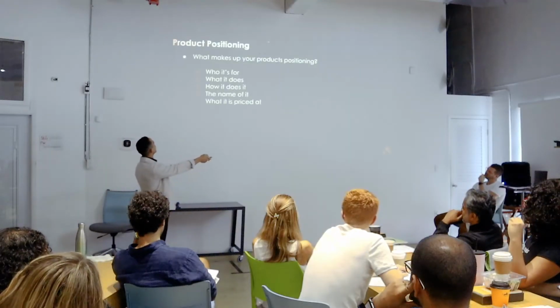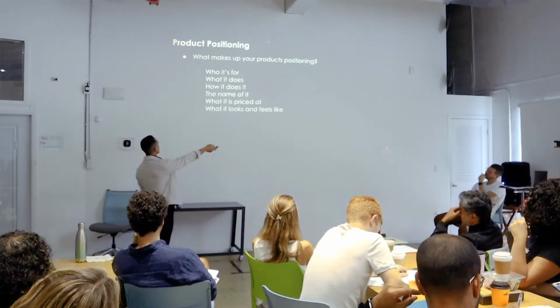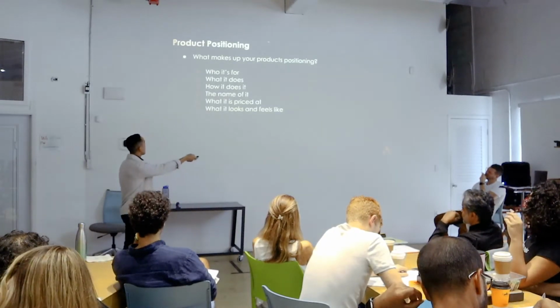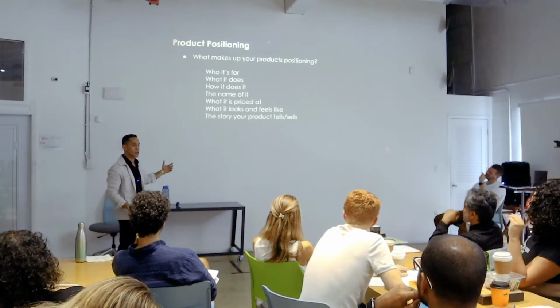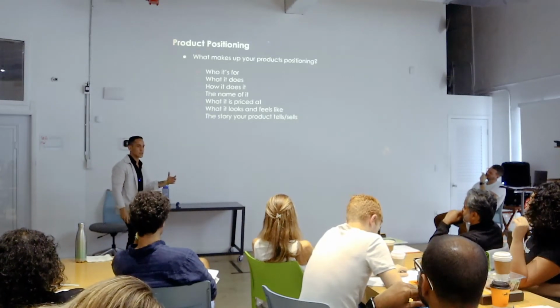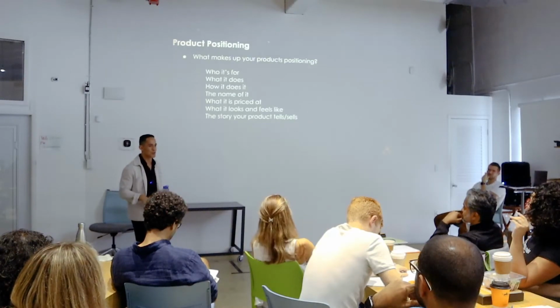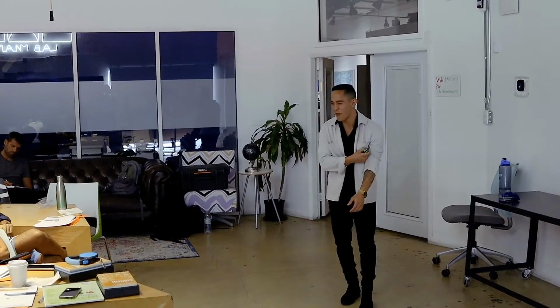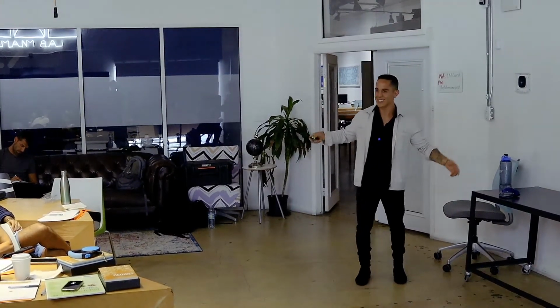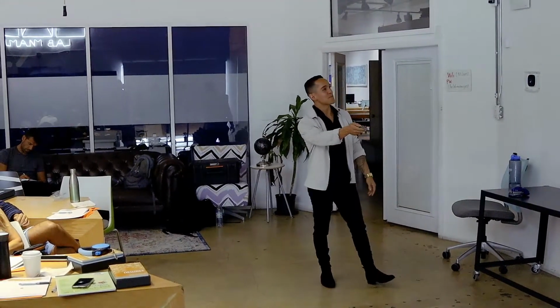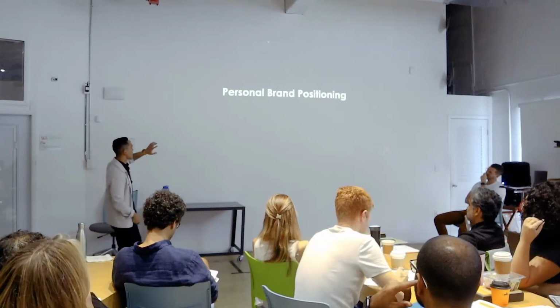Okay, so what it's priced at, what it looks and feels like, the story your product tells. So Tom's of Maine probably has a brand story about how they couldn't find a good toothpaste in the market, so they had to create their own, something like that. They tell a story, versus Colgate is just like, I think it's a Procter & Gamble product, right? It's like, we've just been around for a long time, so trust us. That's the story they're telling. And cool, so that's it on product positioning.